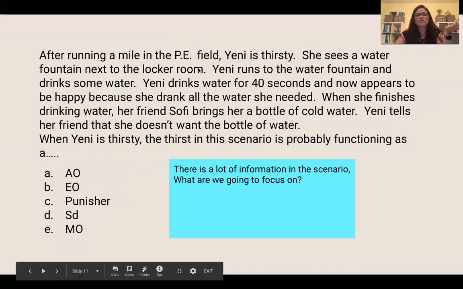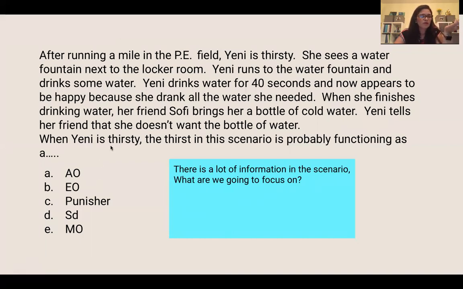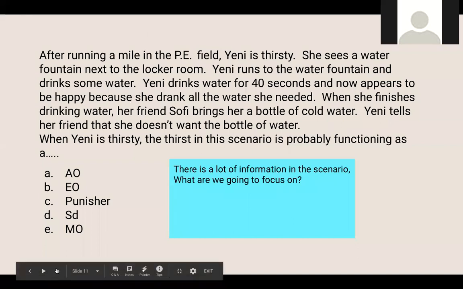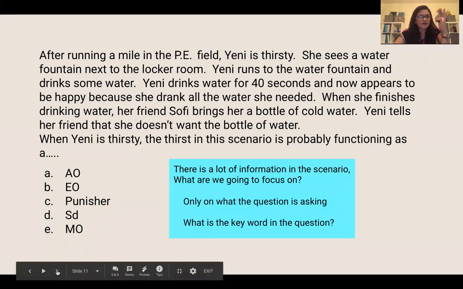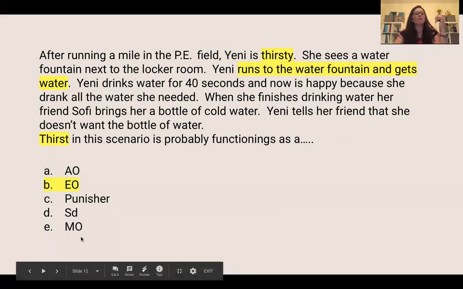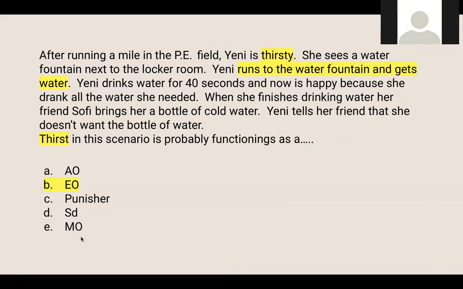Are you going to look at the top? Are you going to look at the bottom when she was offered water or when she was drinking water? Well, it tells you when Jenny is thirsty. Exactly. Yes. Only on what the question is asking, and the keywords you already said it. So the answer is EO. Who wants to say yes? Yes, Maud.